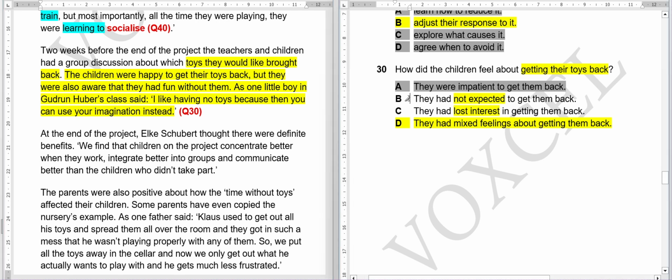So they had not expected, there is no mention of this. They have lost, no, if they had lost interest, why would they be happy? If they were happy, it means they are interested in getting them back. So C cannot be our answer. So they had mixed feelings. They were happy they were getting it back, but then again they were not too sad when they didn't have them. I hope it makes sense.